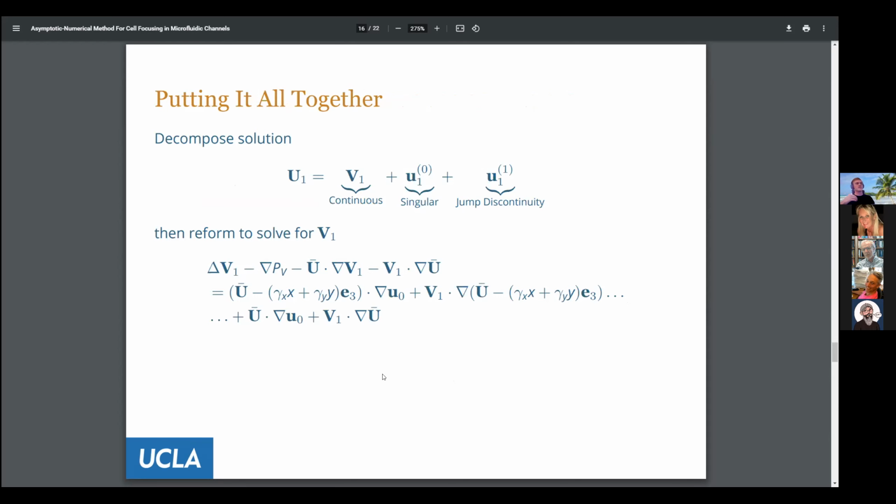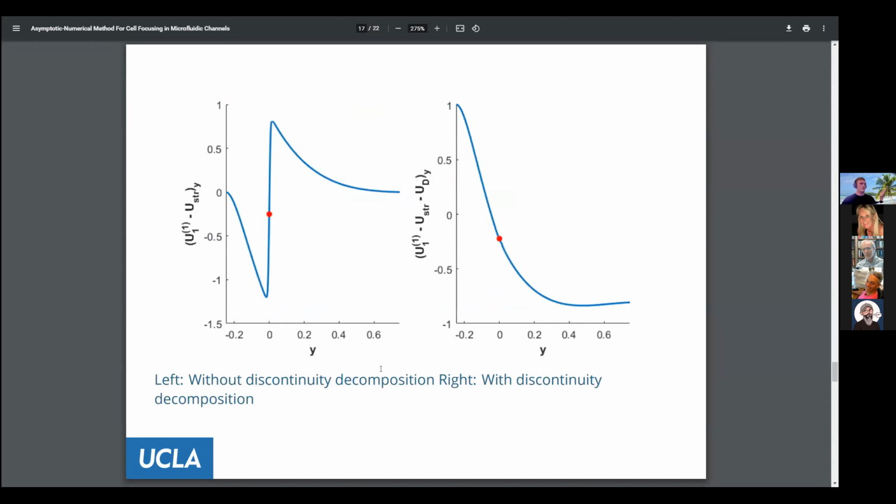And this allows us to, instead of solving for the discontinuous solution, solve for a continuous solution, as demonstrated here. On the left, you see the solution without the discontinuity decomposition. The solution is discontinuous because you haven't gotten rid of it beforehand. And on the right, you see the solution with the discontinuity decomposition, where the solution ends up being continuous, because we had a priori knowledge of the discontinuity and were able to solve around it.